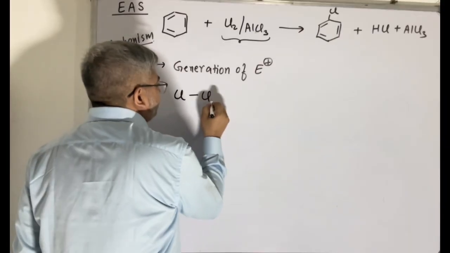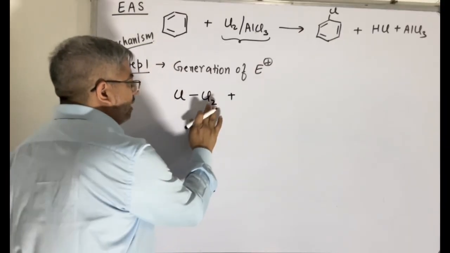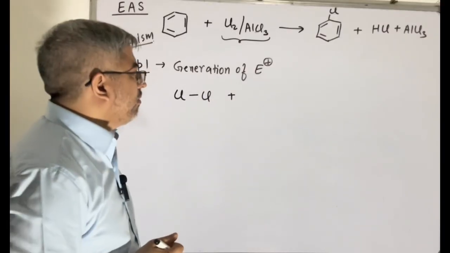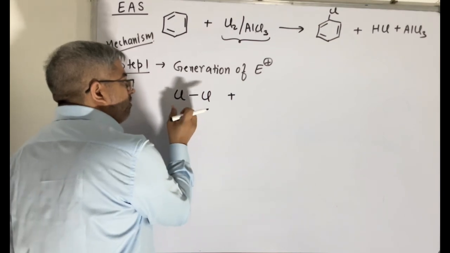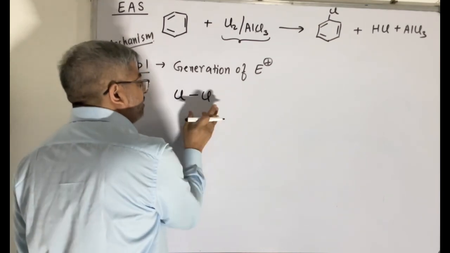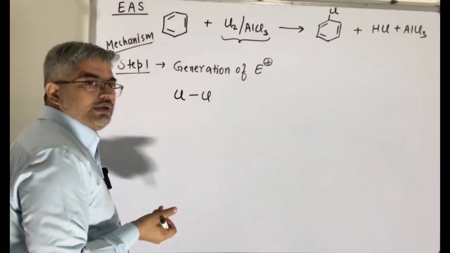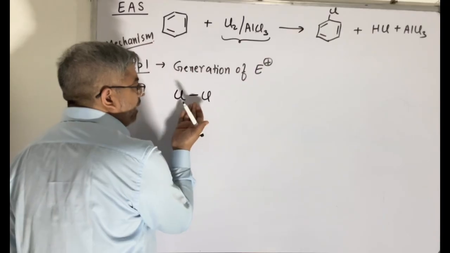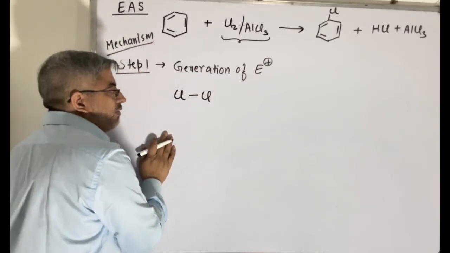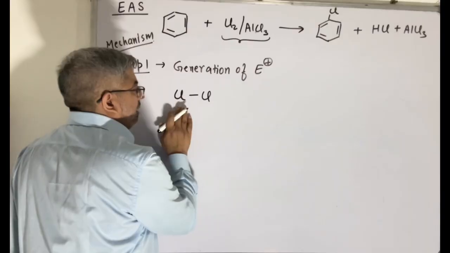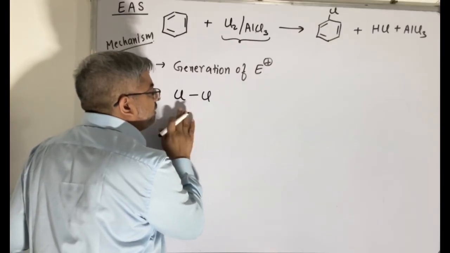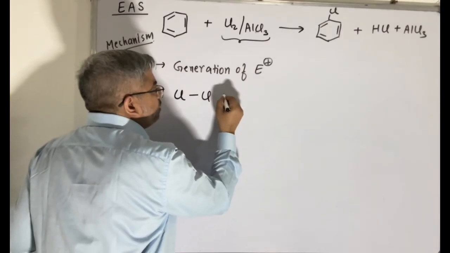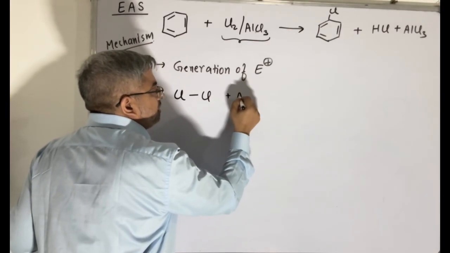So what happens here? This is chlorine gas. Chlorine gas is a non-polar molecule. If it does not have AlCl3, then how are we going to break it? It will not break. So if we have to create polarity in the Cl2 molecule, we have to bring some charge difference over this Cl-Cl bond. So then we bring AlCl3 into the picture.